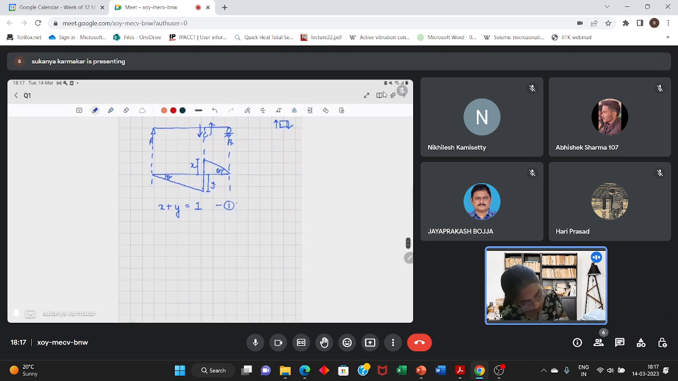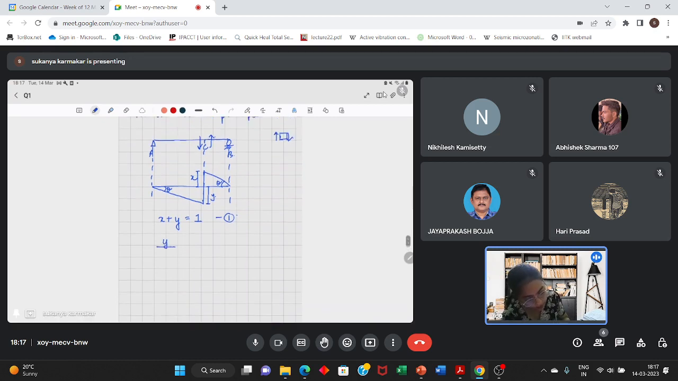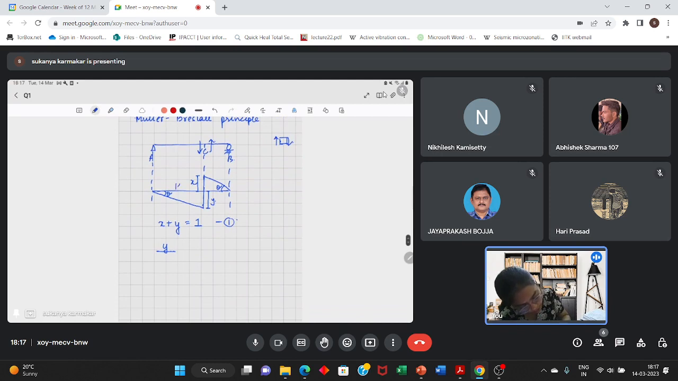Also, since these two thetas are equal, you can also write y divided by this is 14 meters and this is 6 meters. So y by 14 is equal to x by 6, or 3y is equal to 7x. This is one more relation.